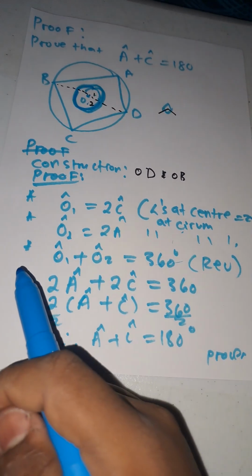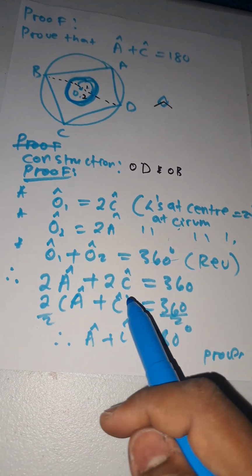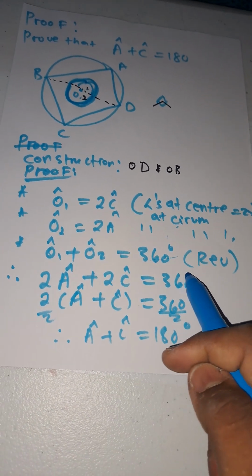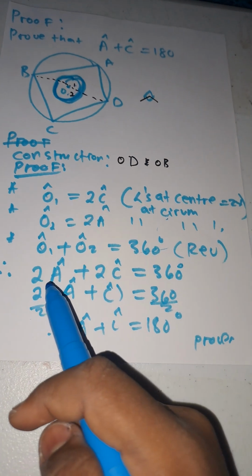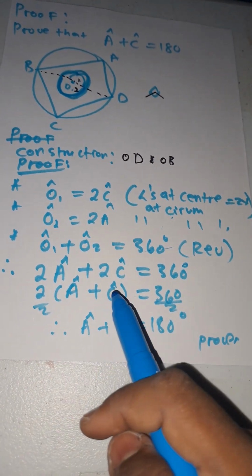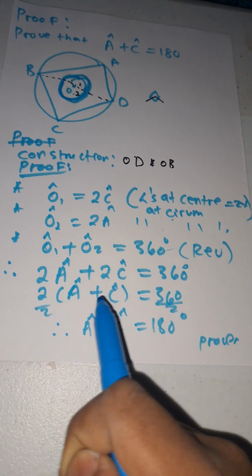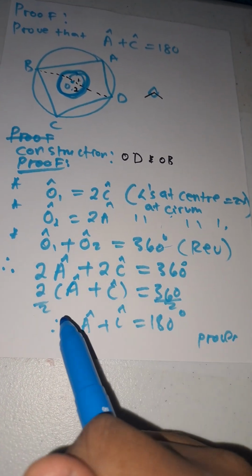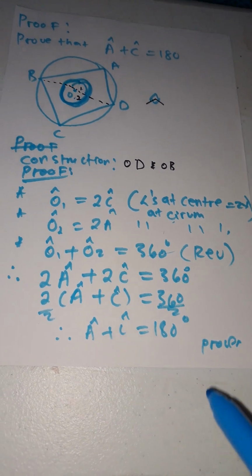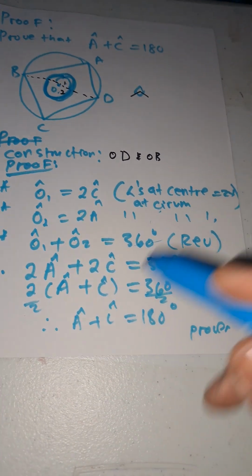Then I can say 2A plus 2C equals 360 degrees, right? Then I factor out 2 and I'm left with A plus C. I divide both sides by 2, and I'm left with A plus C equals 180. It is proven. You see, that is how you prove this whole thing, guys.